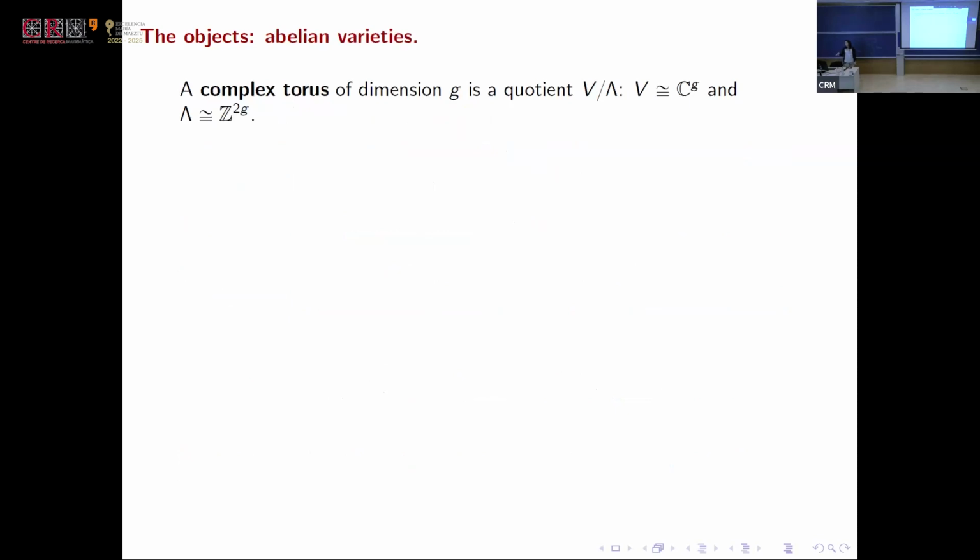So we have one object in mind, which is a complex curve. Now we move to the other object, the abelian varieties. To get the definition of an abelian variety, we first have to introduce a complex torus.